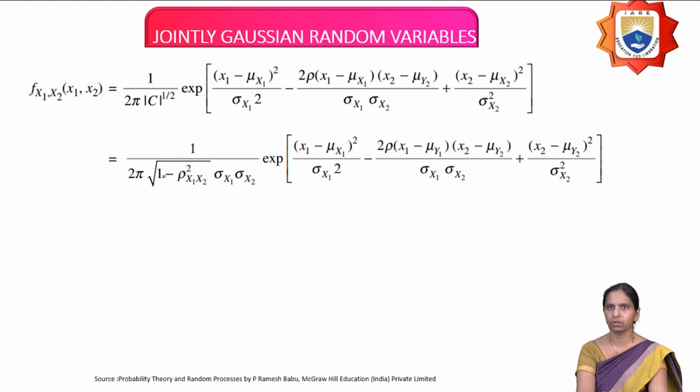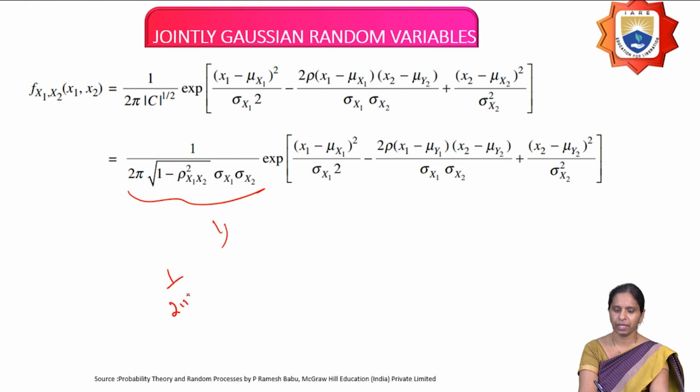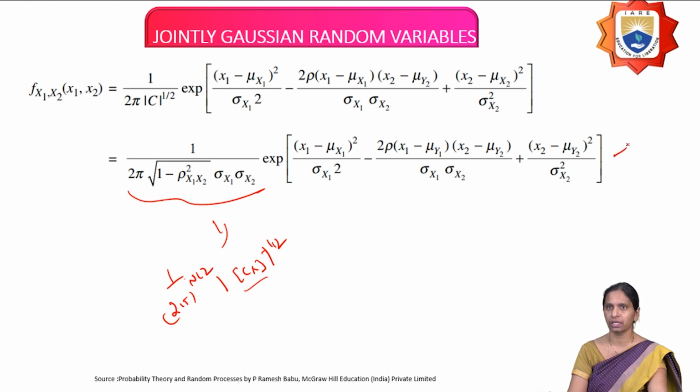You are going to obtain 1 by 2 pi square root of 1 minus rho square into sigma x1 sigma x2. This is nothing but 1 by (2 pi) power n by 2 into the determinant of the matrix Cx to the power 1 by 2. So what is the determinant you got here? 1 by this value you are going to get. So if you substitute, then you are going to get the joint density function for 2 Gaussian random variables.